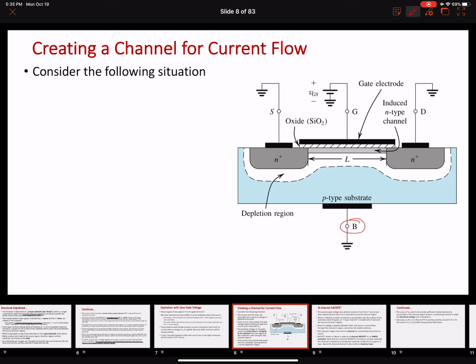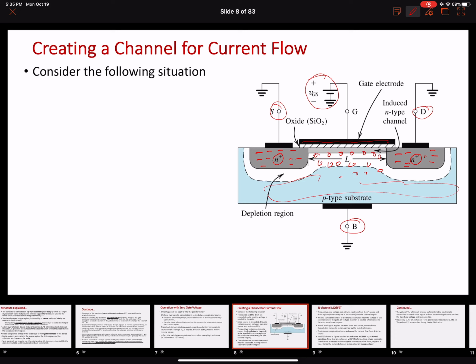Coming back, this is again the physical structure of an NMOS transistor. In this NMOS transistor, the body is grounded, the source is grounded, the drain is grounded, and we apply a gate-to-source voltage to the gate terminal. This is the metal electrode. We know this is an N-type source and N-type drain, which have a lot of majority electrons, and the P-type substrate has a lot of holes in this entire body.